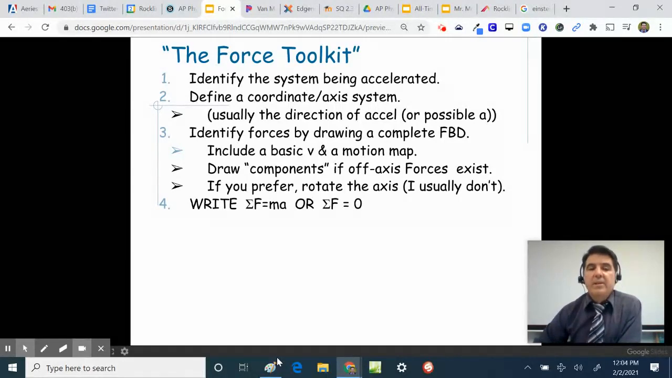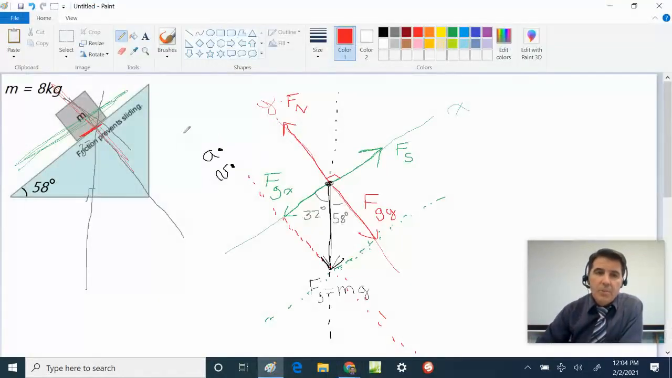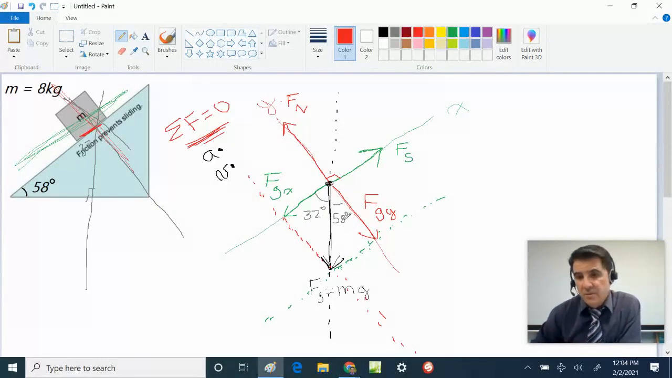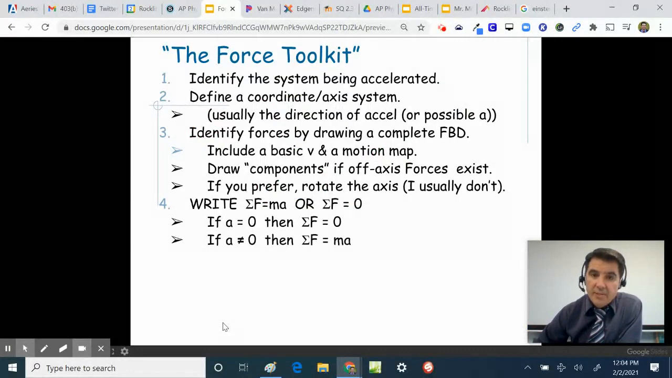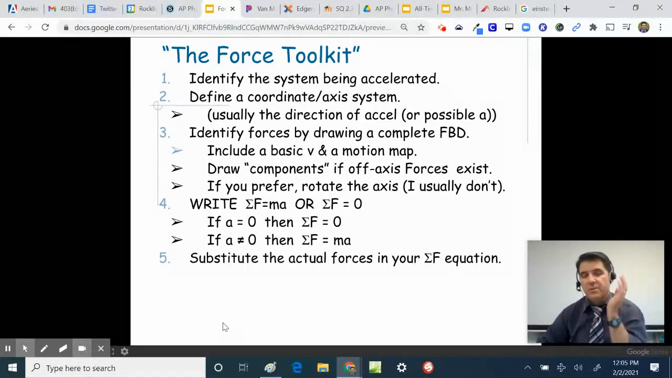Okay, write it: the sum of the forces equals ma, or the sum of the forces equals 0. In this case, since the acceleration is 0, then we know that the sum of the forces is also 0, because it is in constant motion. It is not moving and it is not accelerating. So the sum of the forces is 0. That means they should all be balanced. If the acceleration is not 0, then you must use Newton's second law, which we'll cover in one of the next presentations in a couple days.